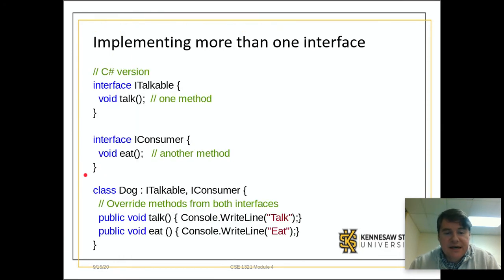This is the possibility of having more than one interface, which is the whole point of what we were doing here. So we have interface iTalkable, which knows how to talk, and we have interface iConsumer, which knows how to eat. So I can now say class dog implements, this is C# code, iTalkable and iConsumer. Note that there's a comma in here. We simply list all of the different interfaces that we want to have. And in this case, we're doing a public void talk and public void eat, which just print out some nonsense.